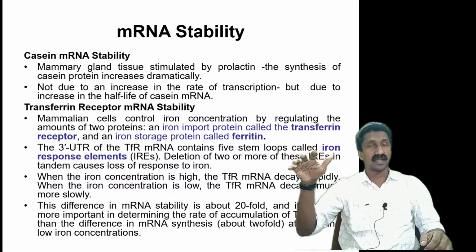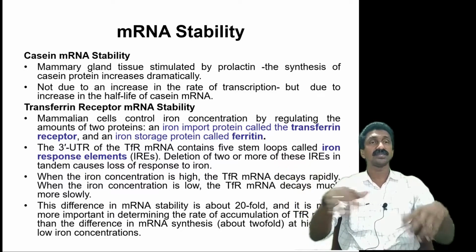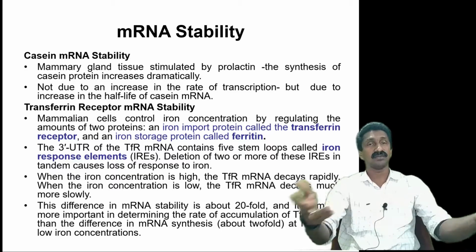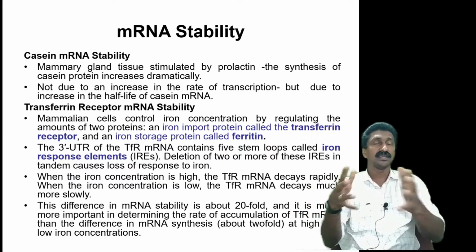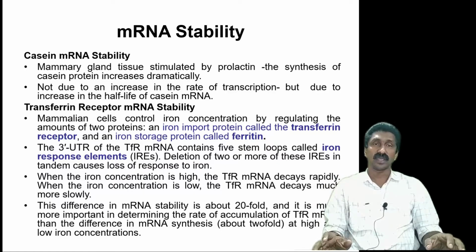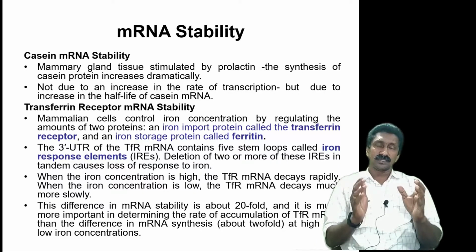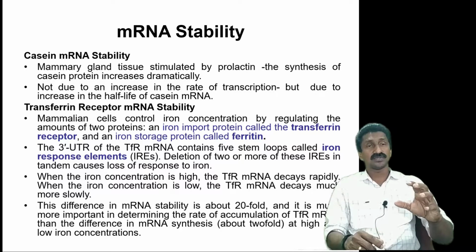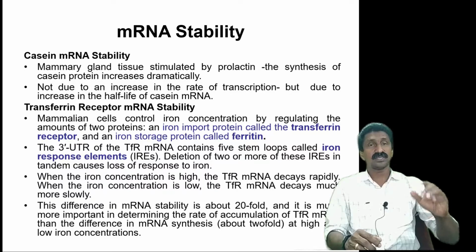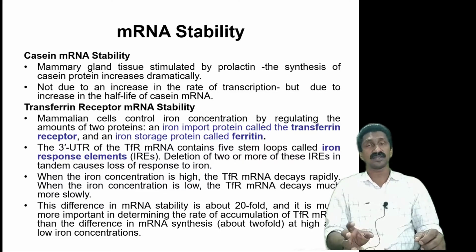And if the ion concentration is high, mRNA stability is low, so the mRNA will be rapidly degraded and further uptake of the ion will not occur. So there is a compensating mechanism for ion uptake. This difference in mRNA stability is about 20-fold, and it is much more important in determining the rate of accumulation of the TFR mRNA than the difference in mRNA synthesis.